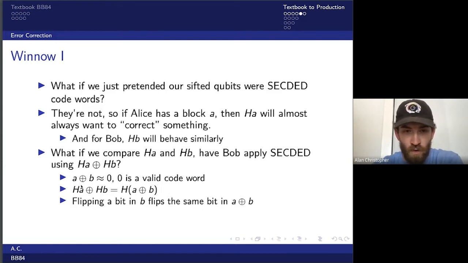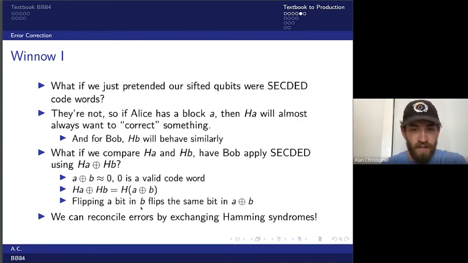And so what we've got is that this syndrome here, this XOR of HA and HB, that actually tells us how to flip B, or we could flip A, in a direction that will tend to make A XOR B 0. Put another way, if we just reconcile the errors implied by the XOR of our two Hamming syndromes, we will tend to reduce the number of bit errors between Alice and Bob.